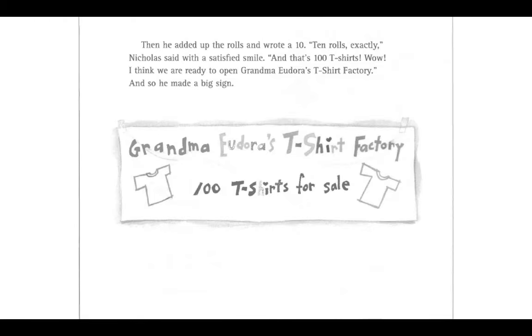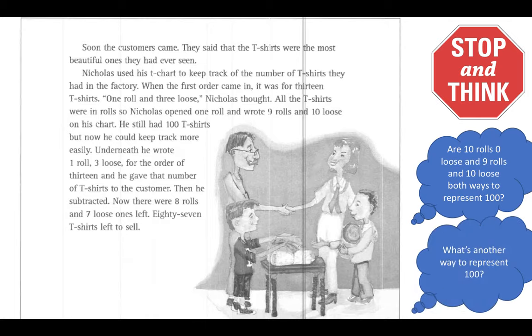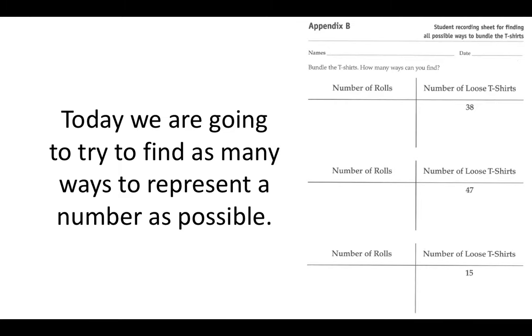There are some keys for how to stop and think about a few of the pieces. But then the real work that you're giving kids this day is this worksheet. In the worksheet, you're asking them to find many ways to bundle the t-shirts. So what are many ways to bundle these 38? What are many ways to bundle this 47? We do not want to present kids with an algorithm or a trick. We want them to think.